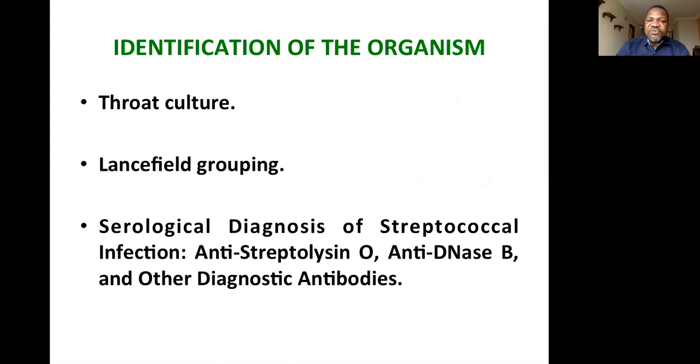So how do we identify the microorganism, group A streptococcus? You can do a throat culture. It might be present or not during complications, but if it's there, then you can do the grouping. We use what we call the Lancefield grouping. It's a method that was developed by Rebecca Lancefield. That can confirm whether it's a group A pathogen, beta-hemolytic group A. And we mainly do serological diagnostic tests like anti-streptolysin O, anti-DNase B, and the other diagnostic antibodies that we have spoken about.